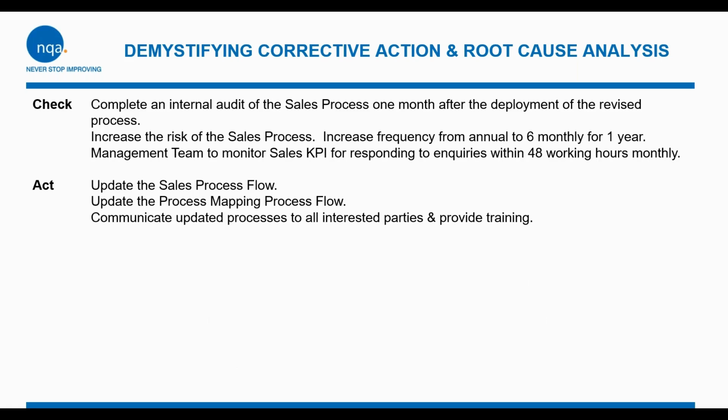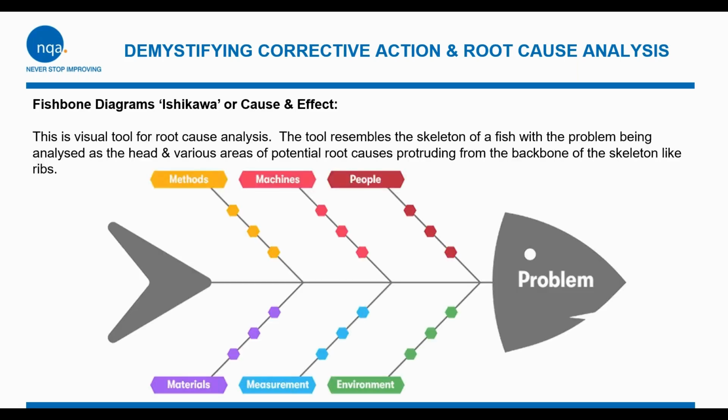Check. You can complete an internal audit of the sales process 1 month or longer after the deployment of your revised process. You can increase the risk of the sales process because it's had non-conformance. You might increase the frequency of your internal audits from annual to 6 monthly for the period of 1 year. And the management team can monitor sales KPIs for responding to inquiries within 48 hours. That can be done on a monthly basis. You can now act. You can update the sales process, update the process mapping process, and communicate out to all interested parties. That should tie a nice, neat bow around it and get through most of the issues.